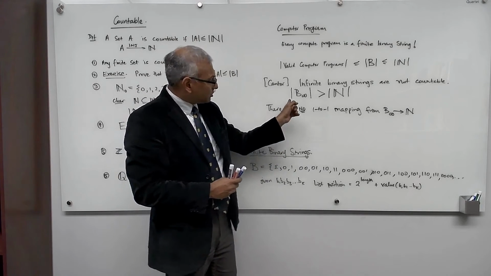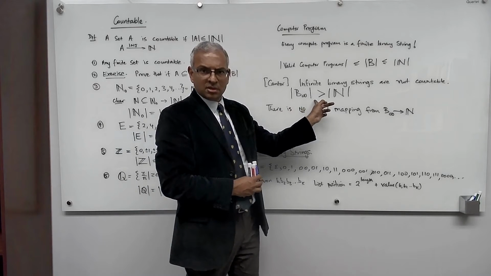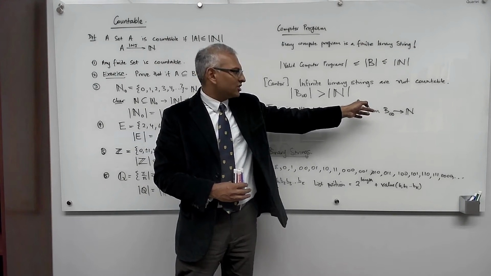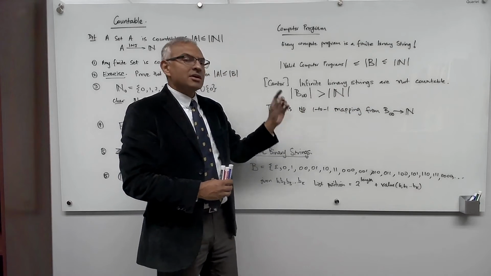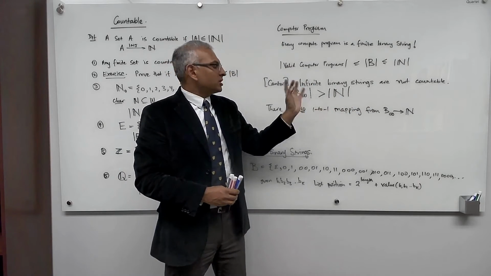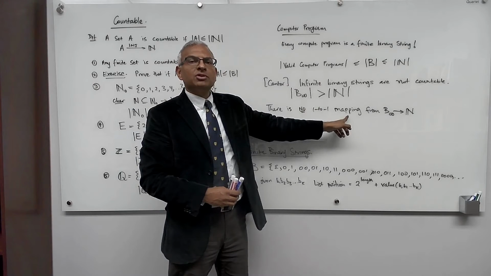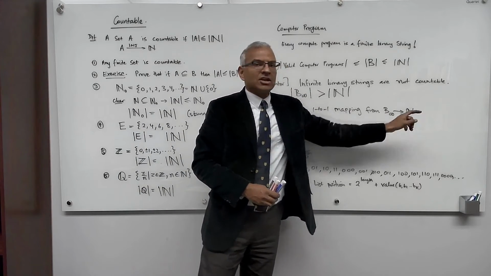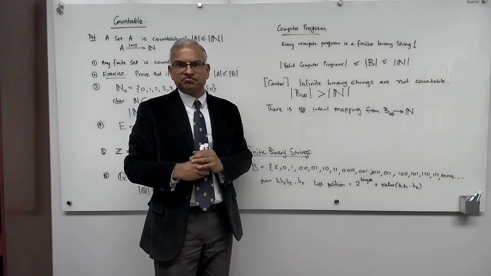Yes, you have to show. So you want to show that the cardinality of the infinite binary strings is strictly larger than the cardinality of the natural numbers. So you have to show that no matter how you construct a one-to-one mapping, it will not be a valid one-to-one mapping from the infinite binary strings to the natural numbers. It's not possible to do.